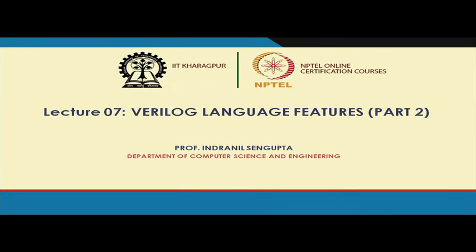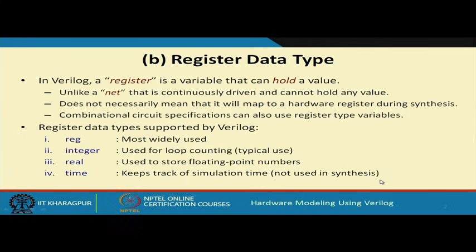So, in the last lecture, if you recall, we were talking about some of the features of the Verilog language. In particular, we are discussing the net type variable. So, what are the different types of net type variables? Now, we continue our discussion here in this lecture. So, here we shall be first talking about the other data type that we talked about, in addition to net, the register data type.